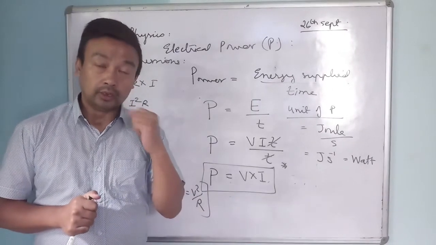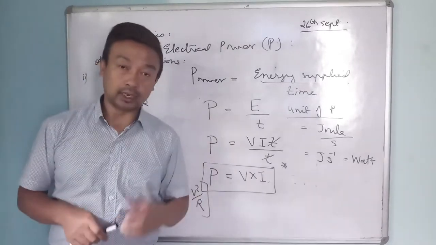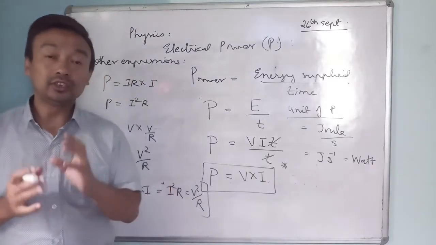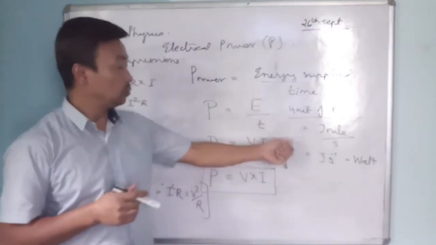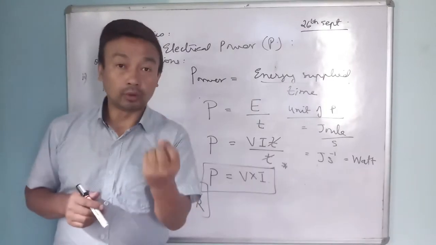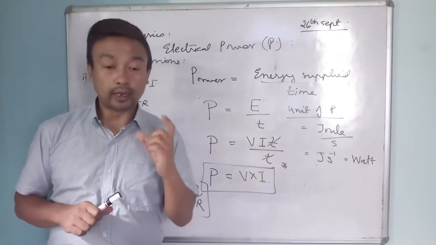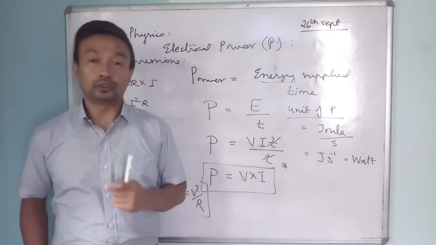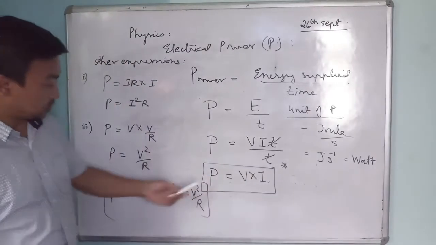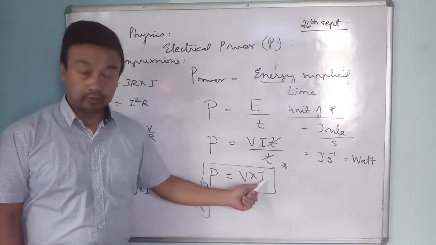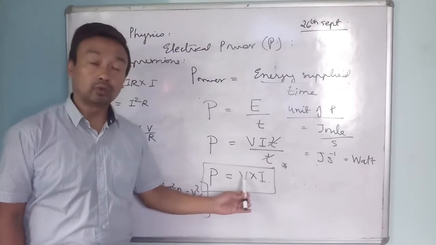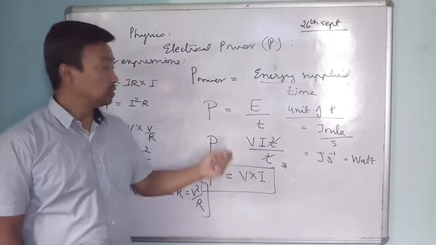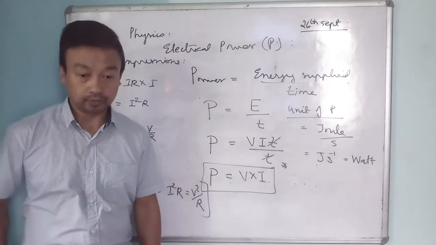Now, there will be a question asked. It was asked in ICSE: define watt. So 1 watt is the electrical power consumed when a current of 1 ampere flows through a circuit with a potential difference of 1 volt. When you have a 1 ampere current flowing through a potential difference of 1 volt in a circuit, whatever power is consumed, that power will be the watt.